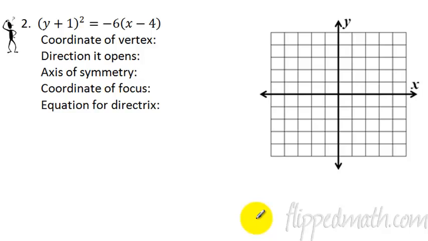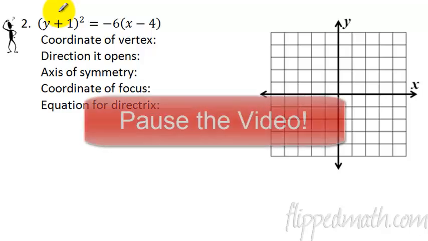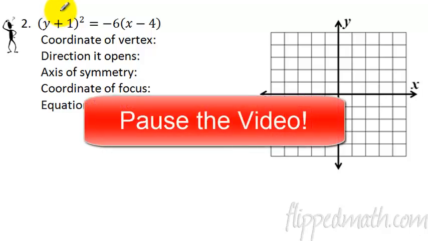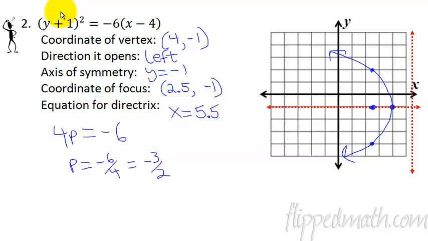I'll pause this, let you try it out on your own. Do exactly what we were just doing. Notice, before I pause, that y is being squared, so you've got to think about which direction it's opening. Okay, I'll have the answers appear in just a second. Okay, there's your answer. Should be a parabola opening up to the left.